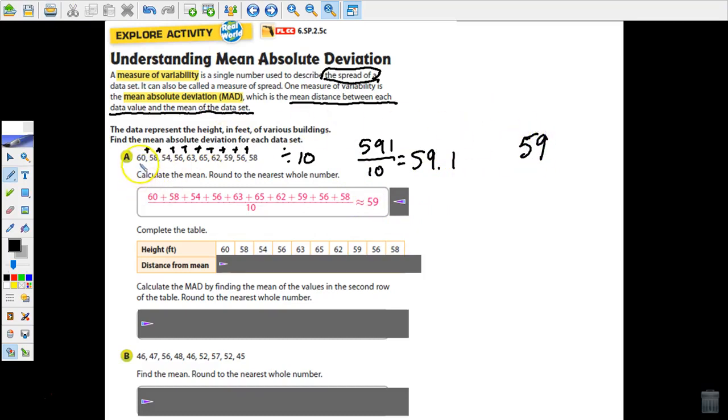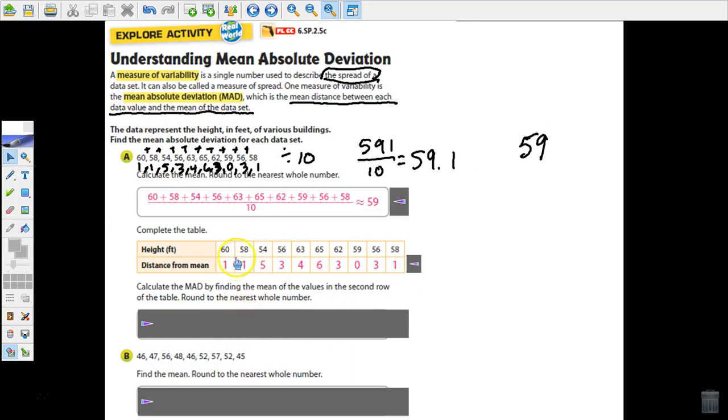Okay? So this is 1 away. This is 1 away. This is 5 away from it. Okay? This is 3 away from it. This is 4 away from it. This is 6 away from it. This is 3. That's 0. That's 3. And that is 1. Okay, so now you see how we took the distance of the numbers from the mean? See, it's all right there.